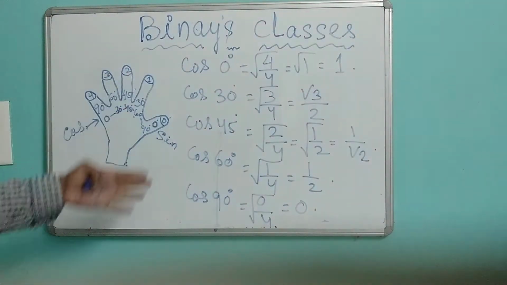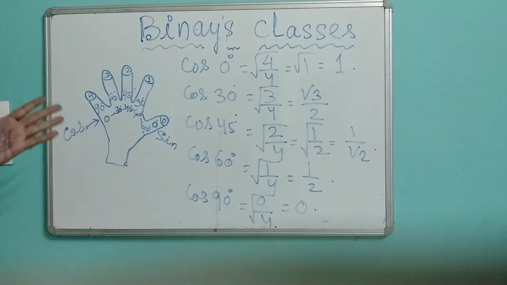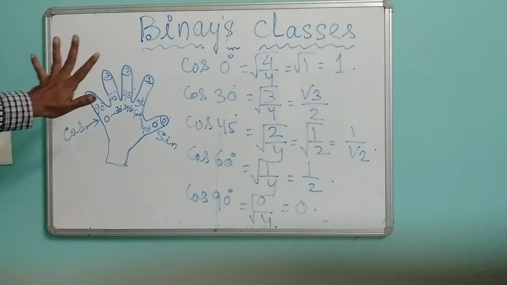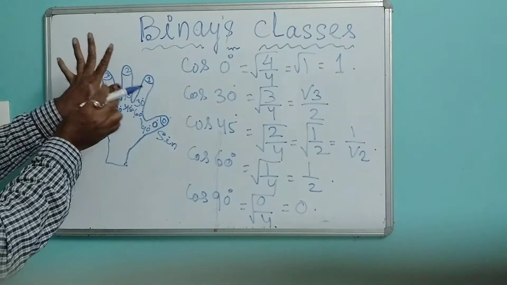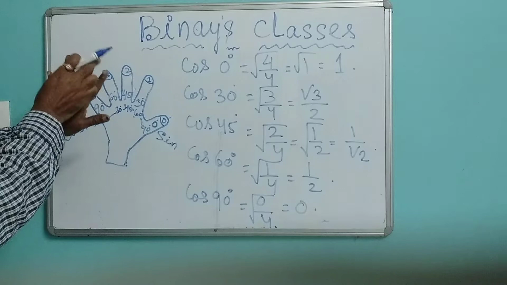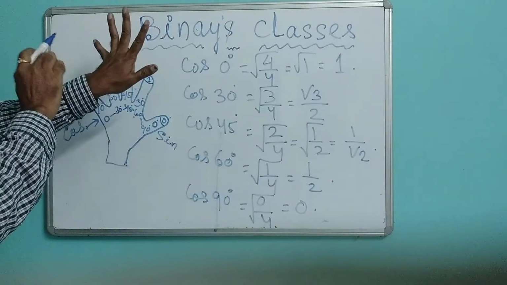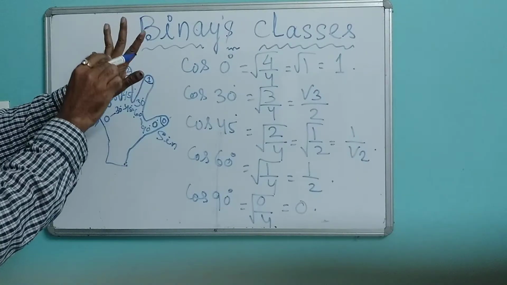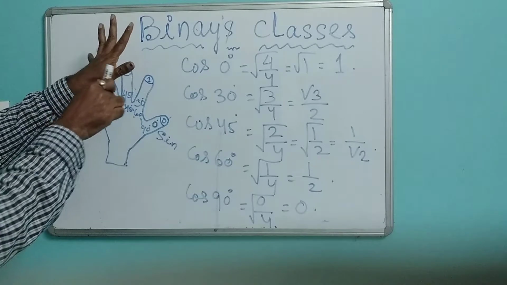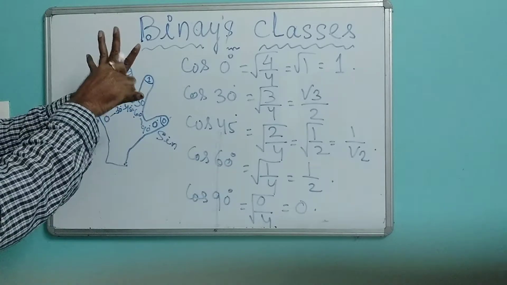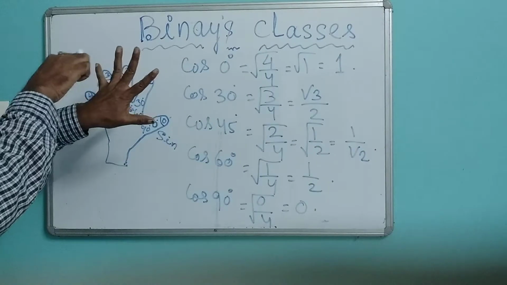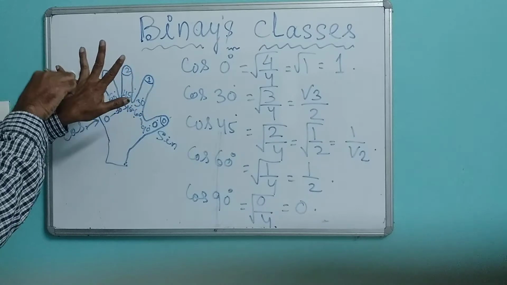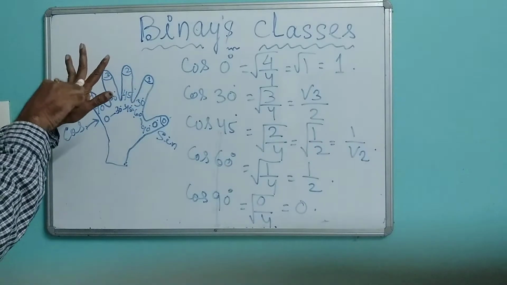So now you have calculated sine and cos by using your fingertips. You take your left hand fingers and number them from your right hand side: 0, 1, 2, 3, 4. For cos, the finger number will remain the same, but for sine it is sine 0, sine 30, sine 45, sine 60, sine 90, and for cos, 0 starts from here: cos 0, cos 30, 45, 60 and 90.